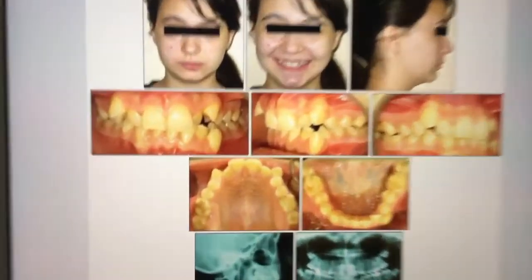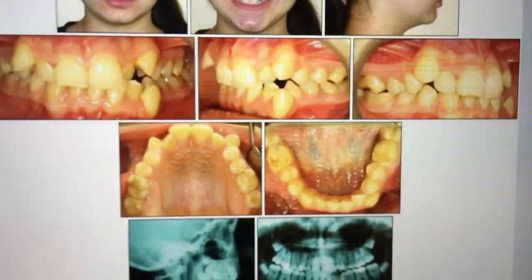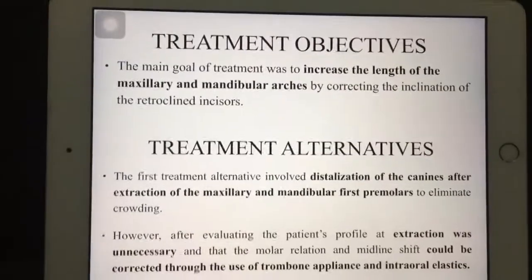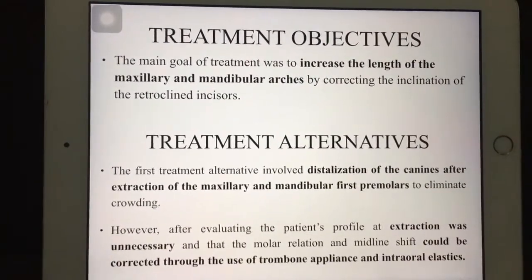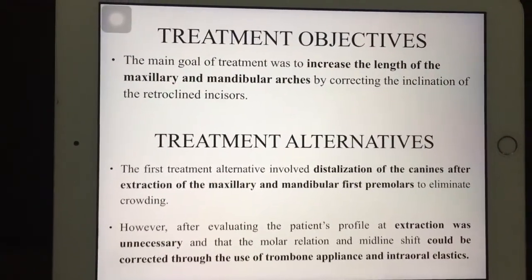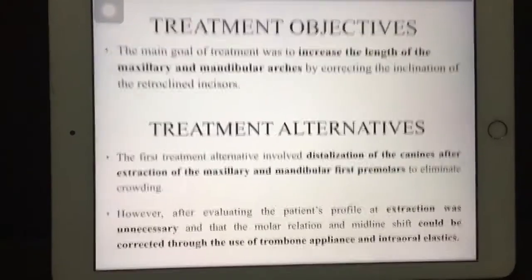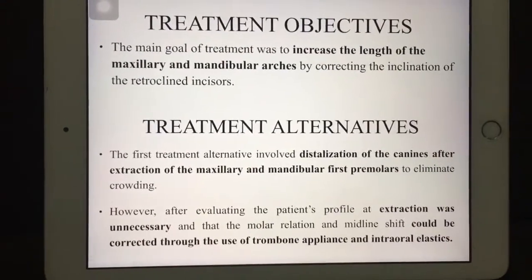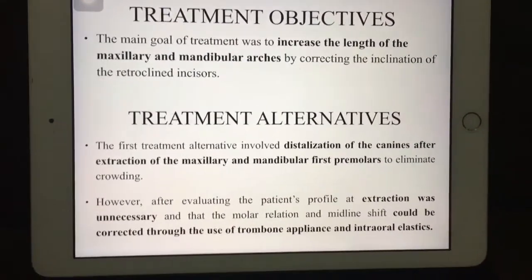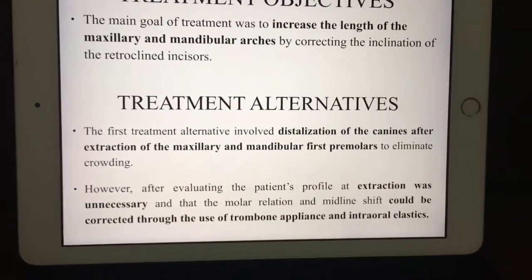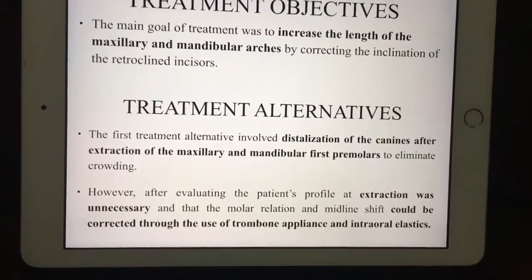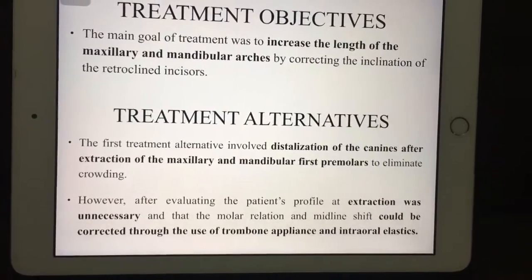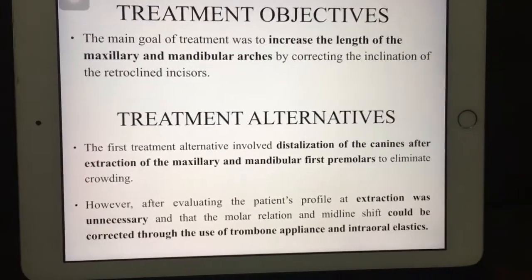So here, okay. So, the main goal of treatment was to increase, of course, the length of maxillary and mandibular arches by correcting the inclination of retrocline incisors. So what are the alternatives? First treatment alternative involved distalization of canine after extraction of maxillary and mandibular first premolars to eliminate crowding.